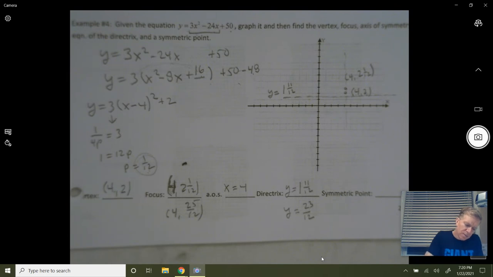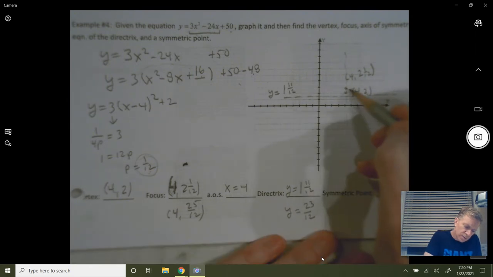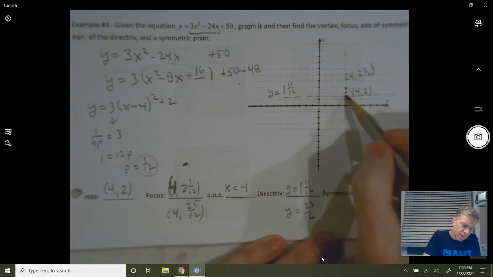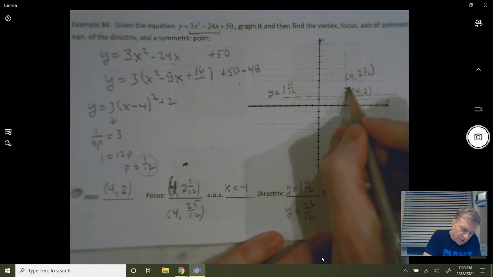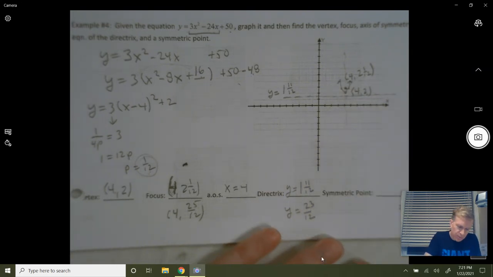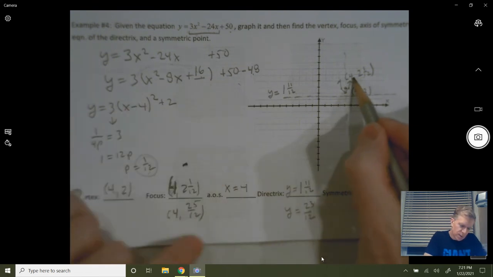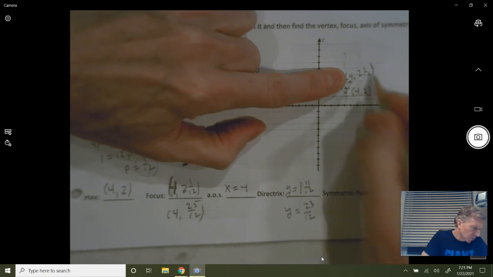Okay. Now my symmetric point, so this is opening up. Now remember, the distance from the focus to the directrix is going to be your focal radius. So that distance is 2/12 or 1/6. So I could go 1/6 to the right of the focus, and 1/6 to the left. Okay, this is not going to be the easiest thing to draw. But I go 1/6 to the right, so that's going to be 4 and 1/6, comma 2 and 1/12.